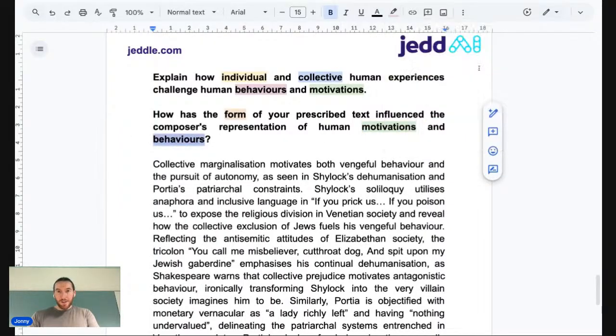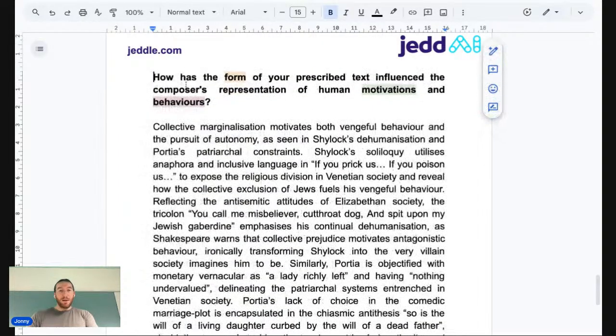It's the same keywords, but there are actually three keywords now. The crux of the question is still motivations and behaviors, but the form element cannot be ignored. We have to address that whenever we're talking about the how. How has it actually been done? The fact that it's a play, the fact that it subverts the comedic genre, that it's got tragic elements in it. Does it have soliloquies? Yes. Soliloquies are unique to the dramatic form. Talk about the importance of that. So that's the how. That's to do with the technique and the style and how it's been put together.